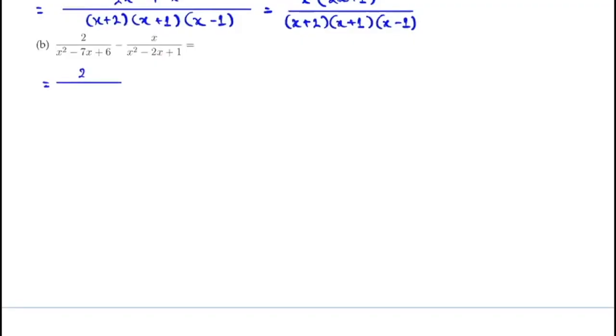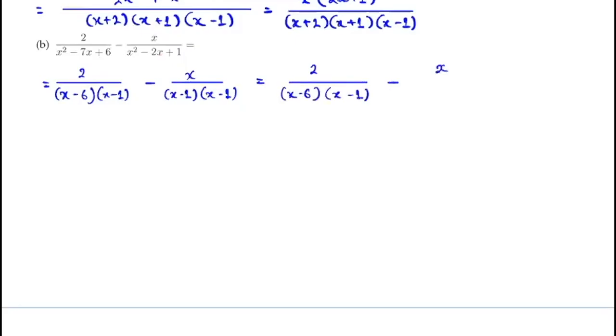So we factor the denominators. So x squared minus 7x plus 6 will give me (x minus 6) times (x minus 1), minus x over (x minus 1) times (x minus 1). All right. So in the second expression, you see in the denominator, you have x minus 1 times x minus 1. So I'm going to rewrite this denominator as (x minus 1) squared. You okay with that? Okay. So 2 over (x minus 6) times (x minus 1), minus x over (x minus 1) altogether squared.